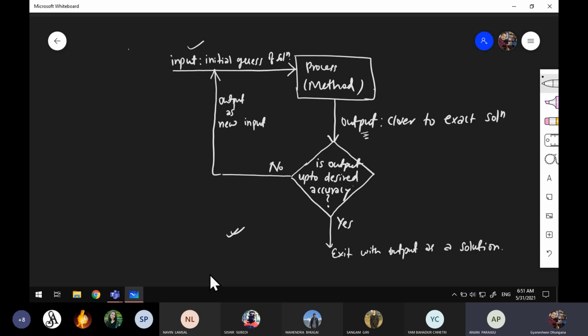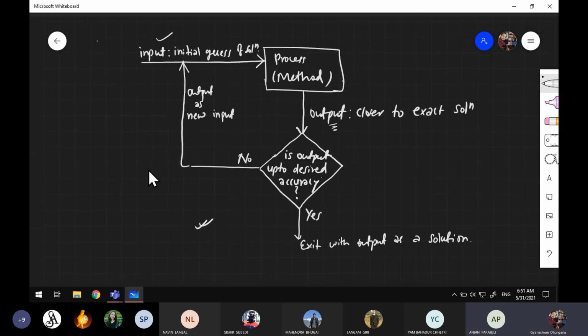Sir, what do you base our initial guess on? Is it random or how do you? Actually, it depends upon the problem. There are a number of problems which we can solve by using this iterative method. So there is an art of choosing the initial guess, and that is not the same for all problems. So how we decide the initial guess is problem specific.